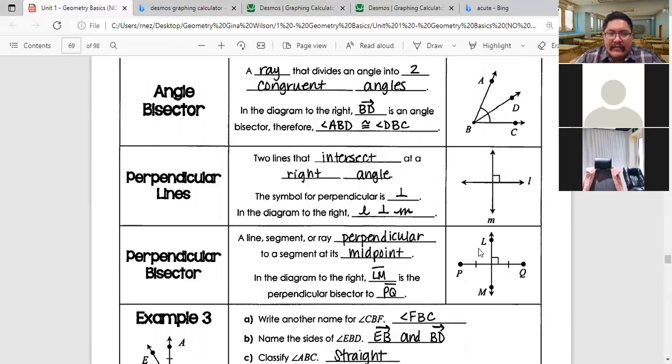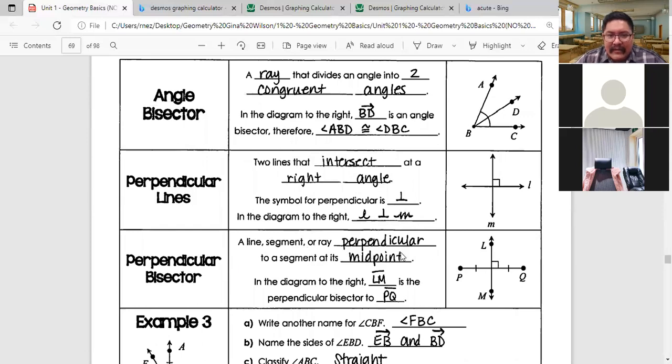Next one here, perpendicular bisector. So here we have a line, a segment, or ray perpendicular to a segment at its midpoint. So perpendicular bisector, again, is kind of like cutting something directly in half.